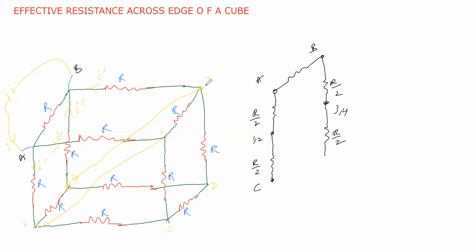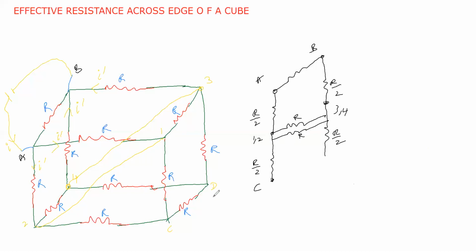Between 1 and 2 and 3 and 4, there are two resistances. And between 2 and 4, one resistance there. Between 1 and 3, one resistance there. So between 2 and 4, we are taking one resistance, and between 1 and 3, we are taking one resistance.